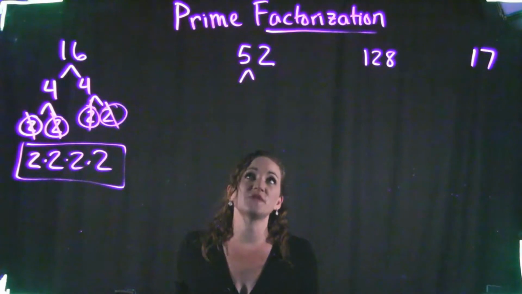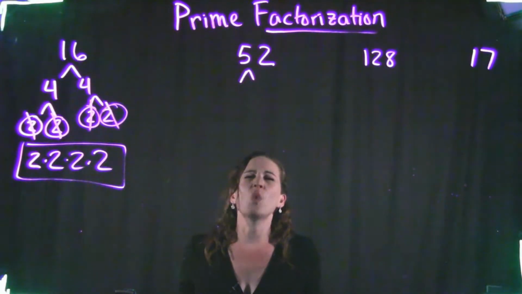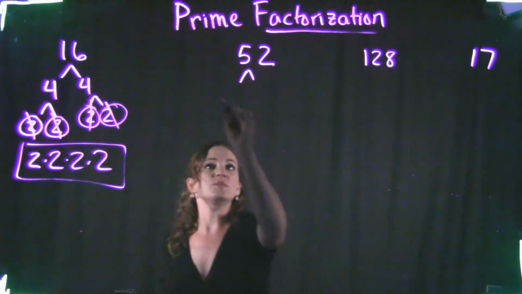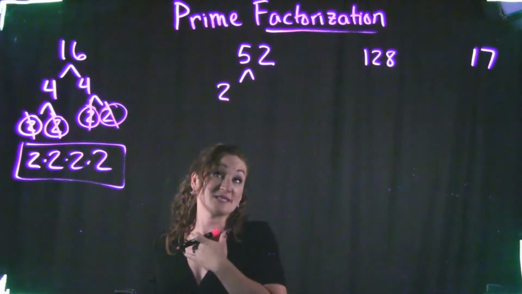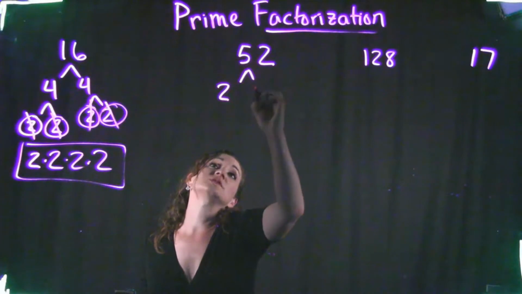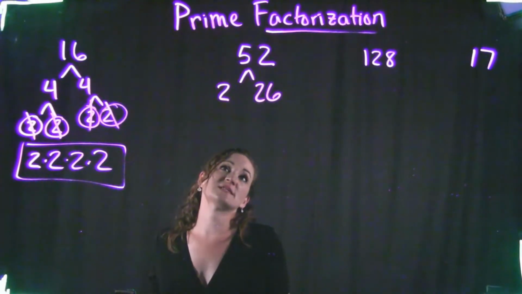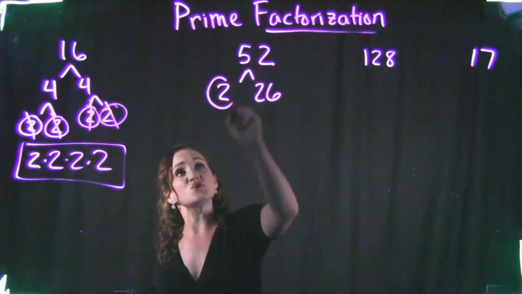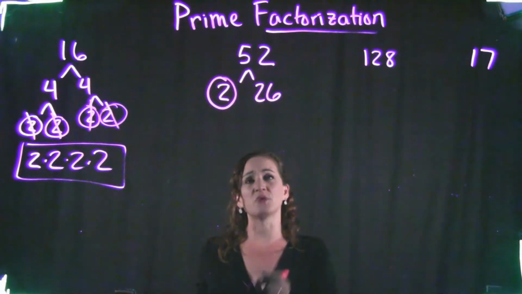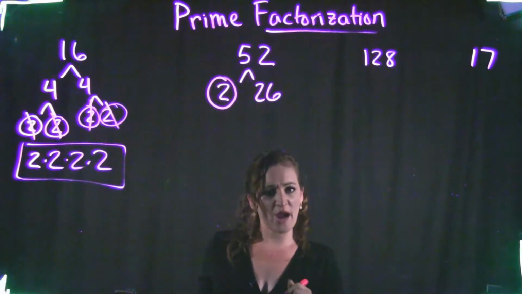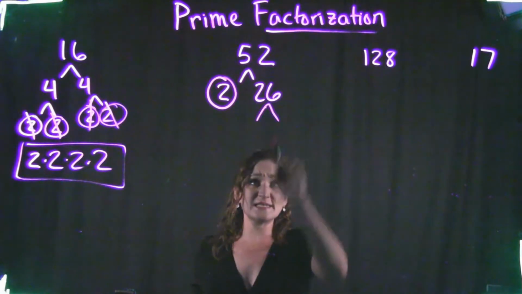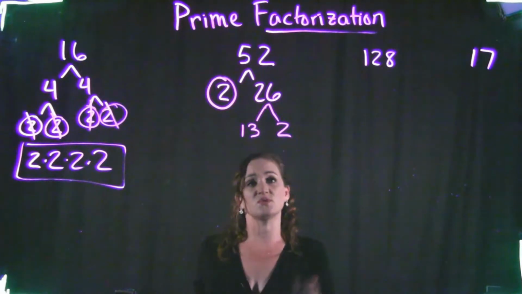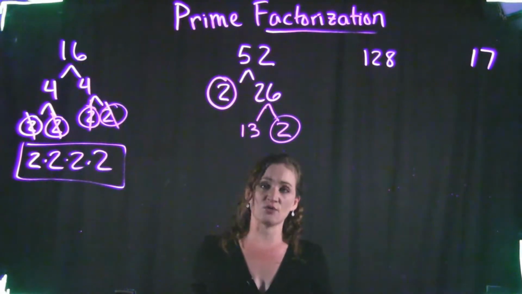Looking at the number 52, let's try and think what times what gives us the number 52. Now I don't know about you, but the first thing that pops into my head is 2 times 26. Alright, so I'm going to start with 2 times 26. And I already know that 2 is a prime number, so I'm going to circle that one. Now is 26 a prime number? Well, 26 actually happens to be 13 times 2. And I'm going to circle 2 because I know that's prime.